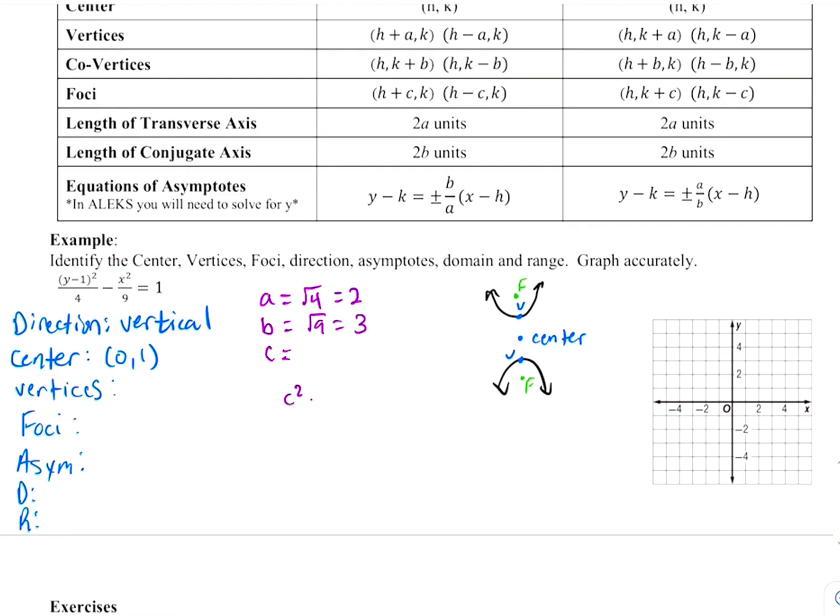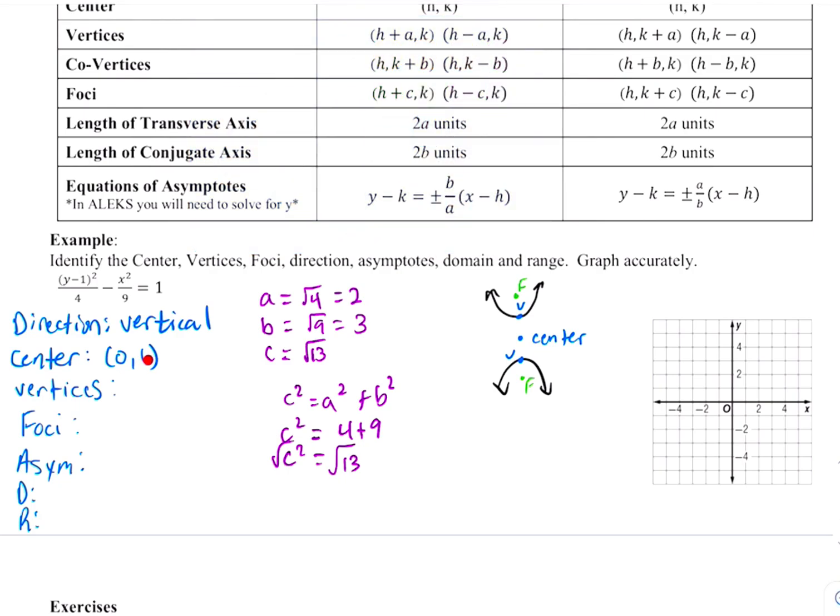So C squared equals A squared plus B squared. So that means that we are doing 4 plus 9, which is 13. And then since I can't simplify that radical, we are just going to leave it as the square root of 13. Okay. So since my vertices are above and below the center, that means that I'm going to be adding and subtracting my A value to the Y of the center this time.